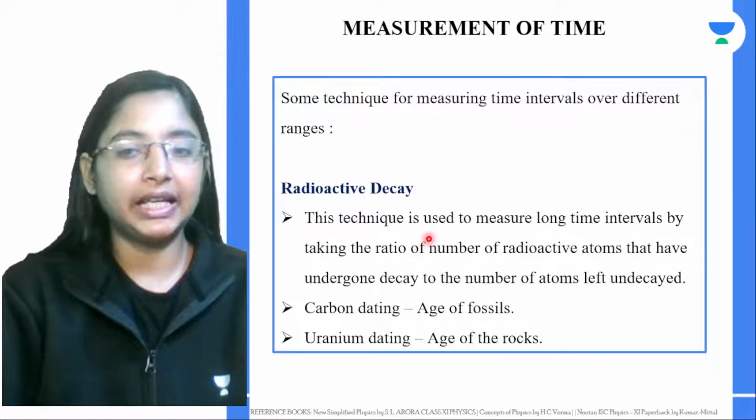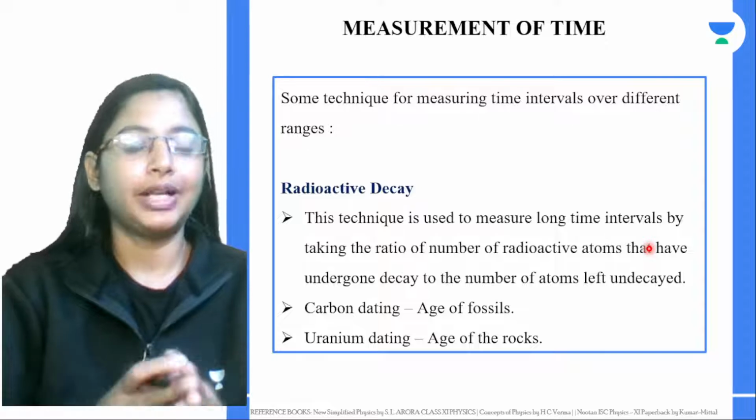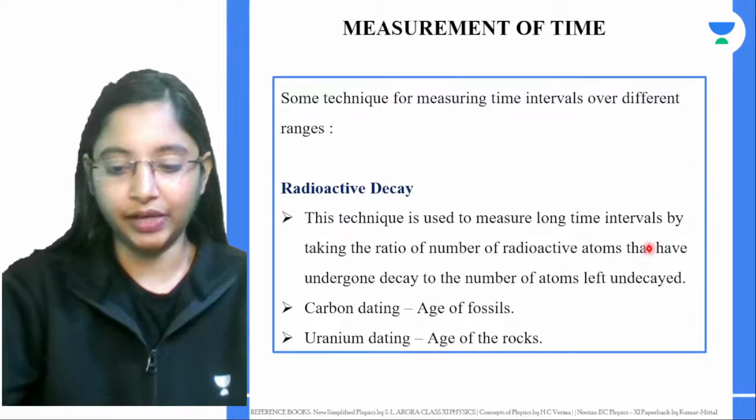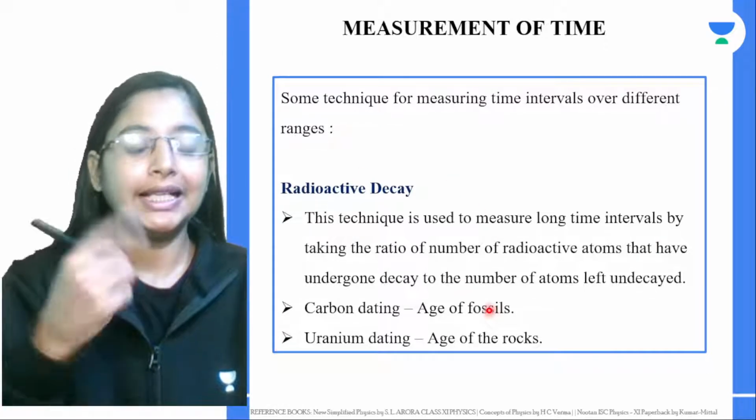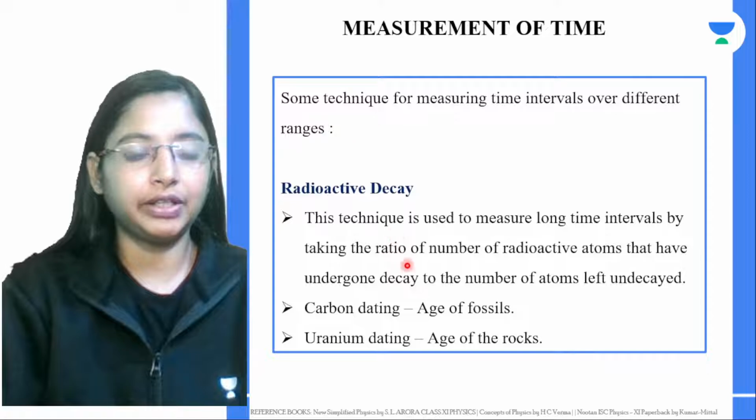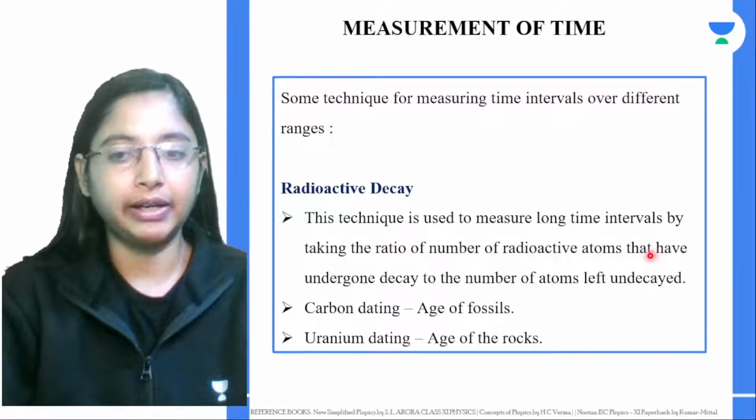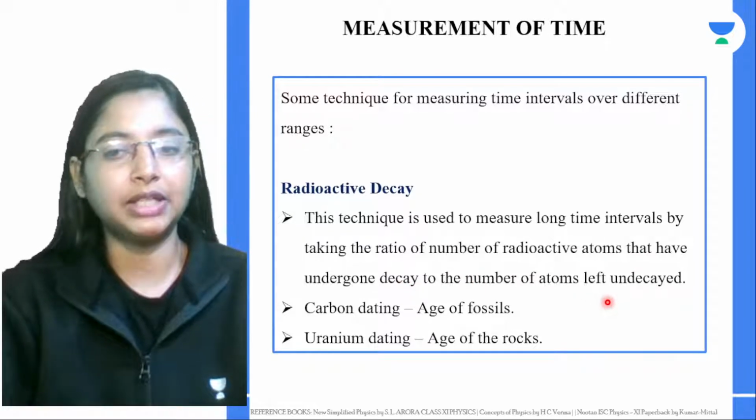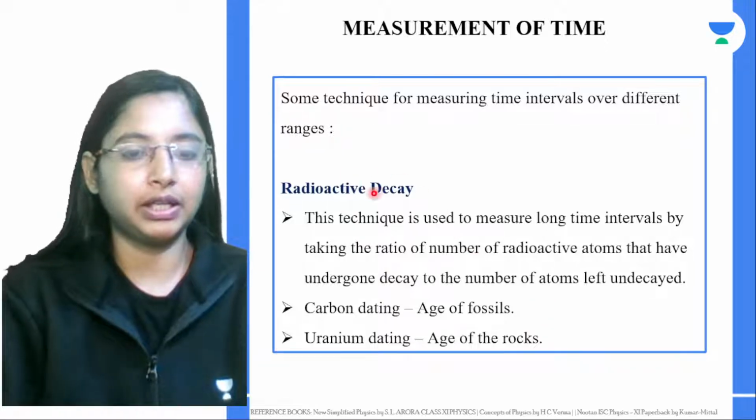Radioactive decay is used to measure very long time intervals, for example years, decades or centuries. For a very long time period, we use radioactive decay. It is given by the ratio of the number of radioactive atoms that have undergone decay to the number of atoms that are left undecayed.